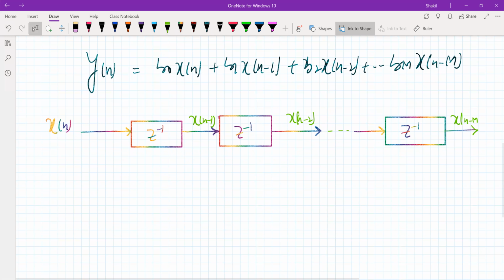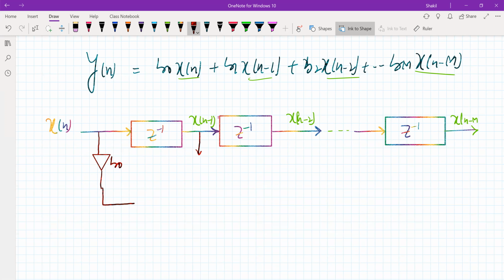Alright, so now these are available to us. What we can do is pass these through multipliers. So the multiplying value is b0 here. Here we pass this through a multiplier with multiplying value b1. Here we'll pass this through a multiplier with multiplying value b2. So what we have here is b0 x of n, here b1 x of n minus 1, here b2 x of n minus 2, and so on, and here we have bm x of n minus m.